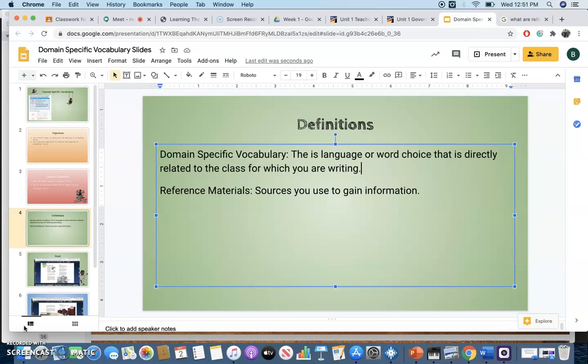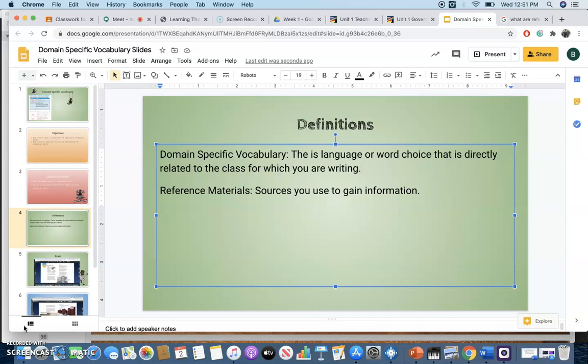Domain-specific vocabulary words, or vocabulary, is the language or word choice that is directly related to the class for which you are writing. What that means is it is the language that is used for the specific thing we are doing. So your language for math may sound different than your language for reading and writing.